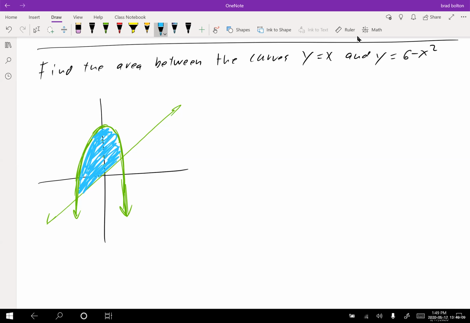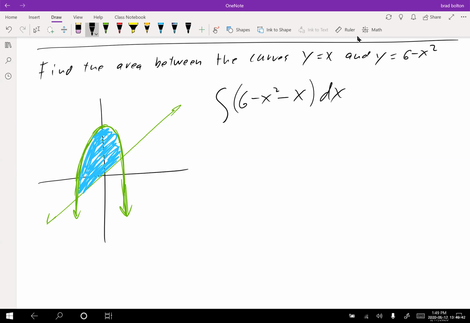Okay. So what we're going to do is top curve minus bottom curve. So that means I'm going to integrate from somewhere to somewhere. We'll figure that out in a second. What's the top curve? 6 minus x squared, minus the bottom curve, which is y equals x. 6 minus x squared minus x, and this is all dx.